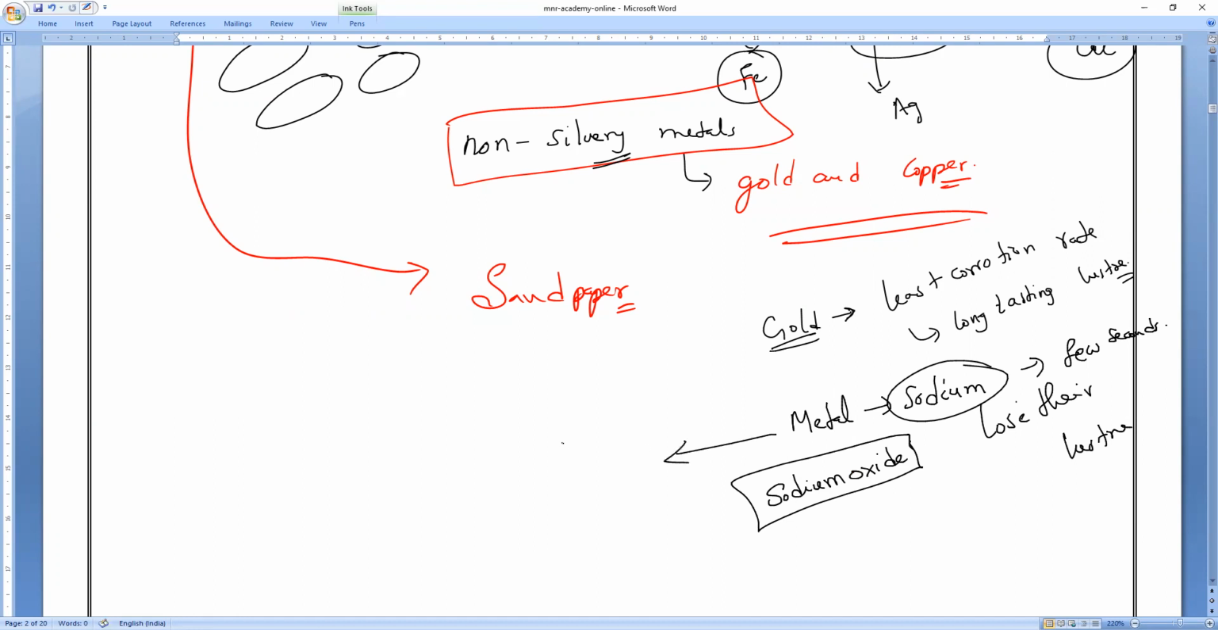Please note, during cutting, it appears to be grayish color. But as soon as it is exposed to air, it will immediately react with oxygen, and it will form sodium oxide.